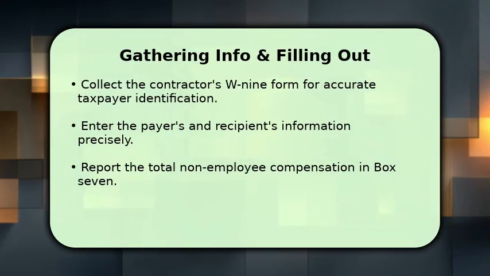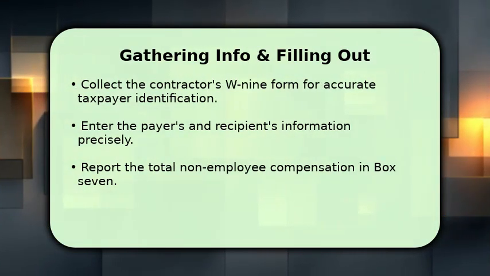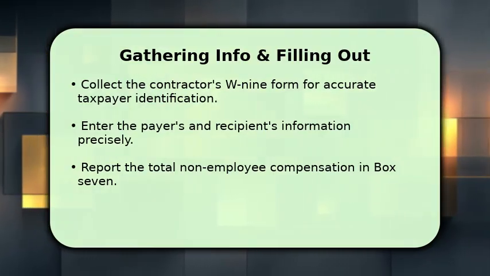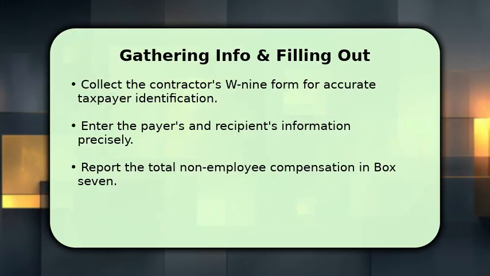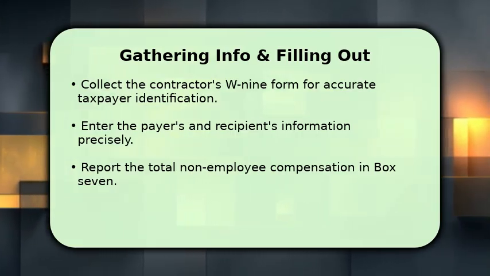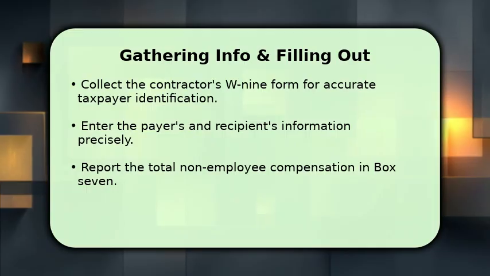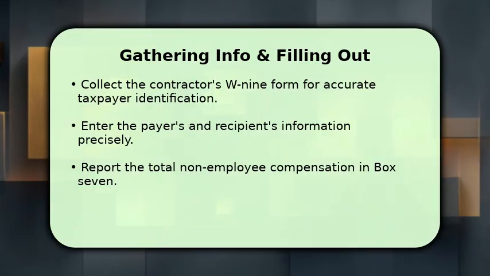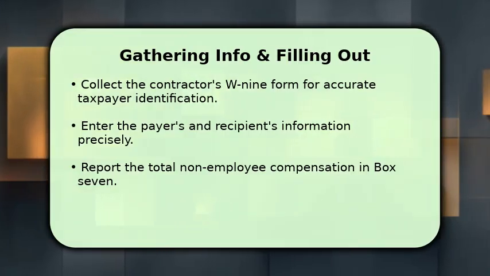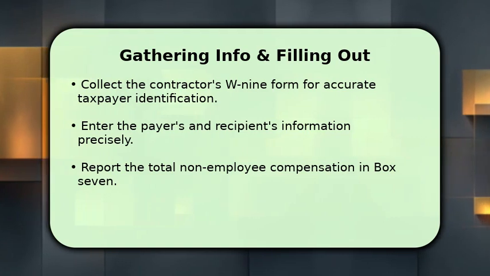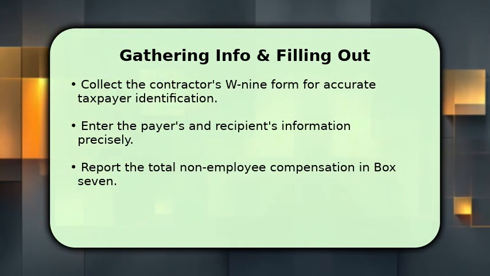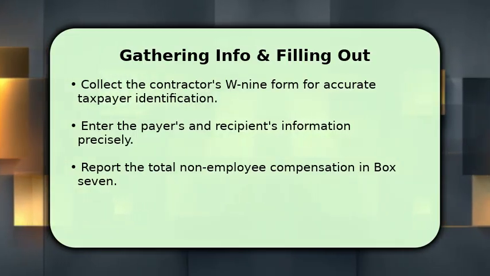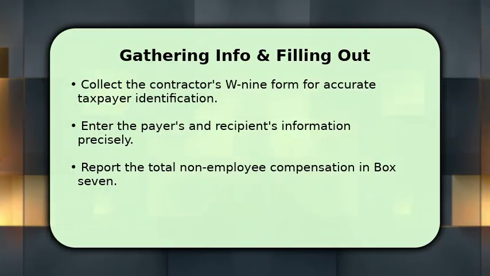Now, let's get into the details of gathering information and filling out the form. The first critical step is to obtain a completed Form W-9 from every independent contractor before making any payments. This form provides their taxpayer identification number and certification. Then, accurately fill in your business's information as the payer and the contractor's details as the recipient. The most common entry is in Box 7 for non-employee compensation, where you'll report the total amount paid.